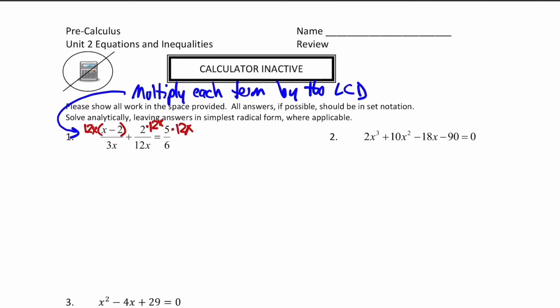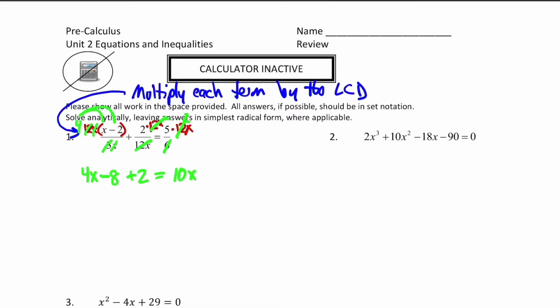Now the reason we do that is because I want the denominators to cancel. It's an equation, so I can multiply through by whatever number I want. And in doing so, check out what happens. X's cancel here, 3 goes into 12 4 times. I'm going to distribute that 4. That gives me 4x minus 8. In the second term, 12x cancels 12x, so I'm just left with the 2. And then my term on the other side equals, 6 goes into 12 twice. I've got 5 times 2x, that's just 10x.